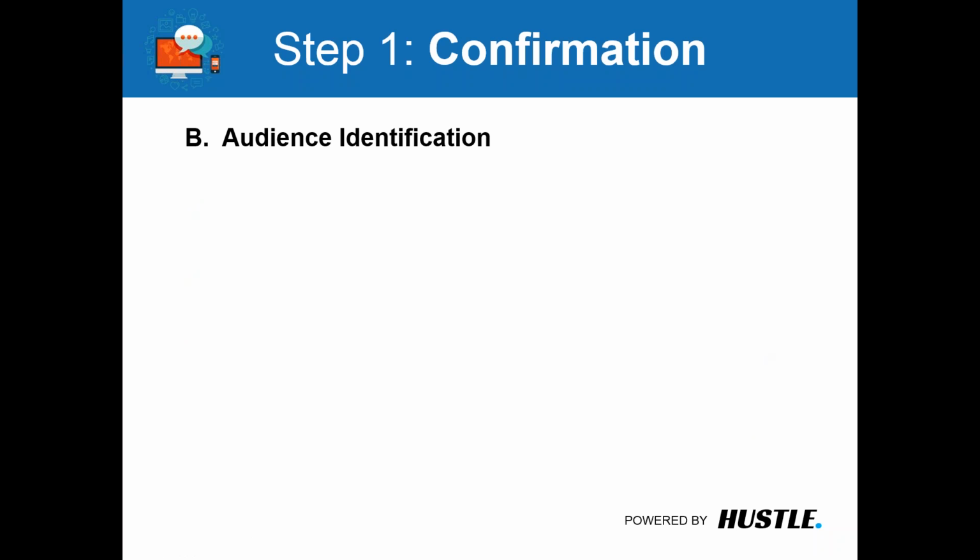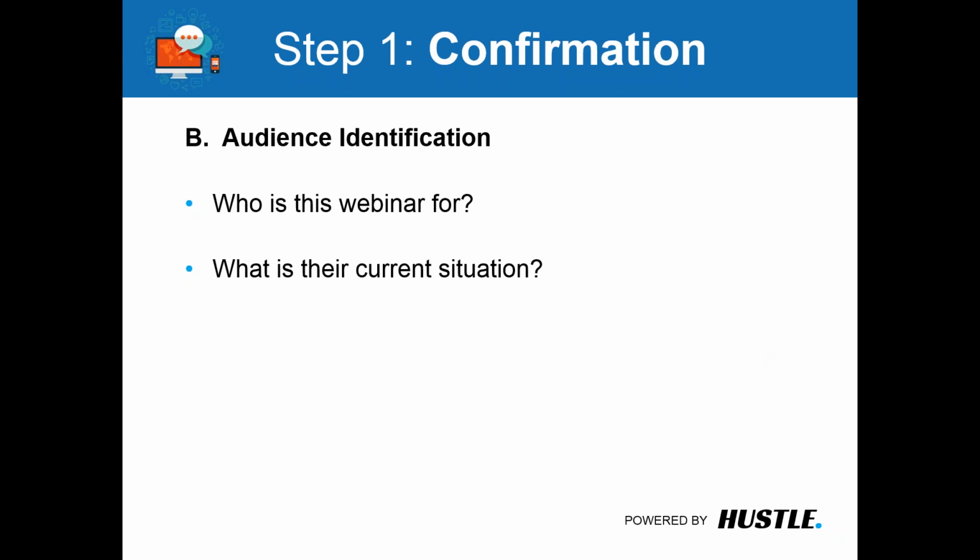Now, the second part of confirmation is the audience identification. Who is this webinar for? What is their current situation? They might be an online digital marketer. They might be a blogger, a market expert. Are they down in the dumps? Are they losing conversions? Whatever their reason is, you need to hit that skepticism and address it. And that skepticism very well might be their current situation.